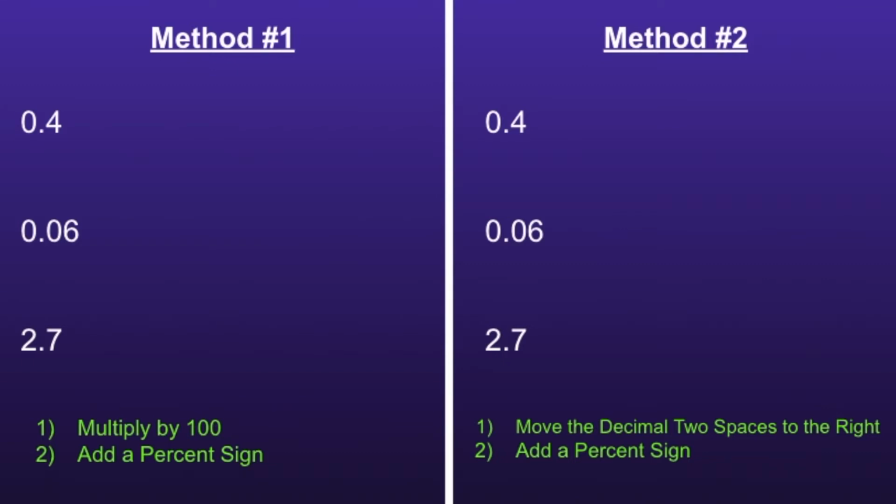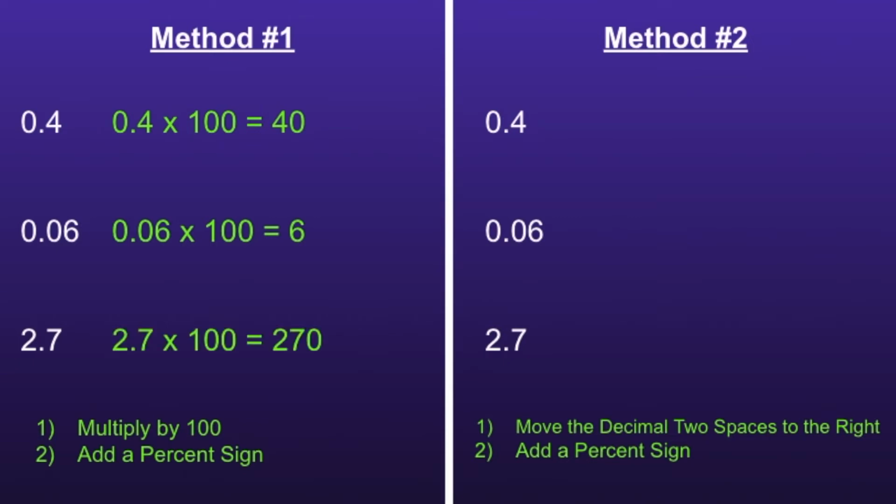Step 1 is to multiply by 100. 0.4 times 100 equals 40. 0.06 times 100 equals 6. 2.7 times 100 equals 270. Step 2 is to add a percent sign.